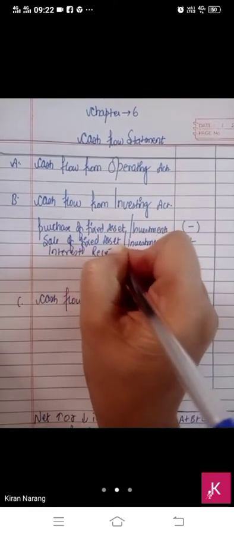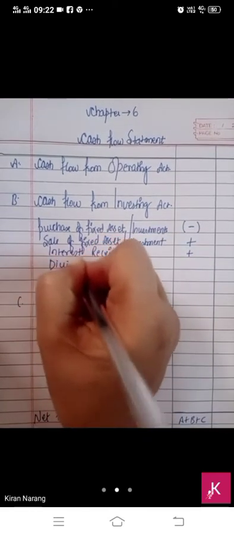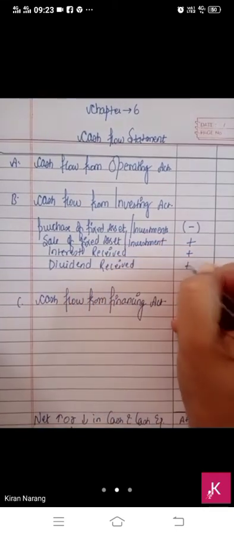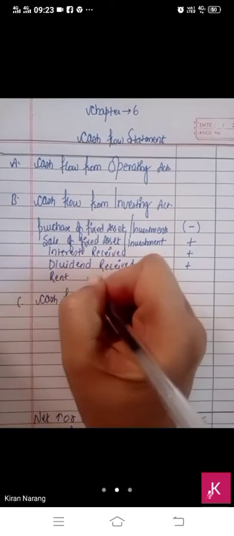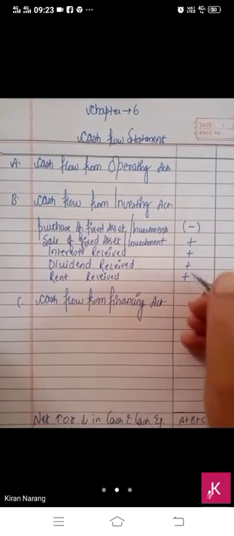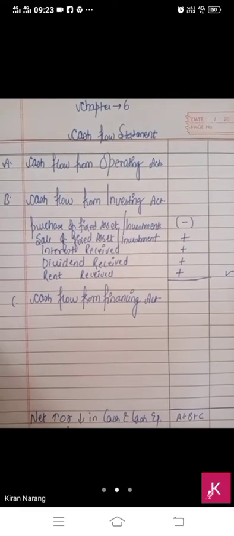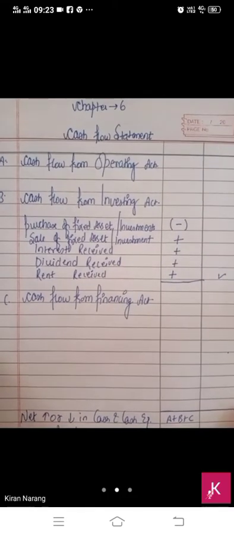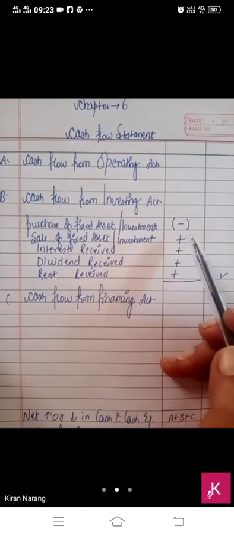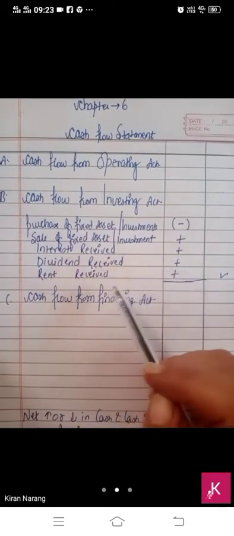Interest received. We have received interest, dividend received, rent received. Three types of income we received from investment activity. This will be the answer of B. Got my point, bache? In cash flow from investing activity, we will record purchase of fixed asset investment minus, sale of fixed asset investment plus, interest received, dividend received, rent received.